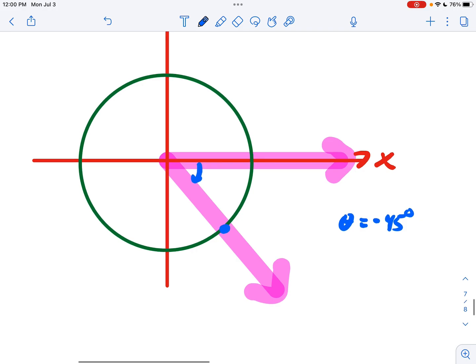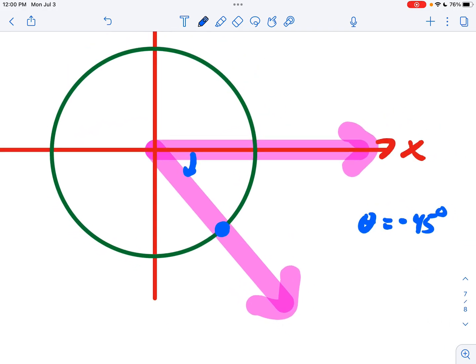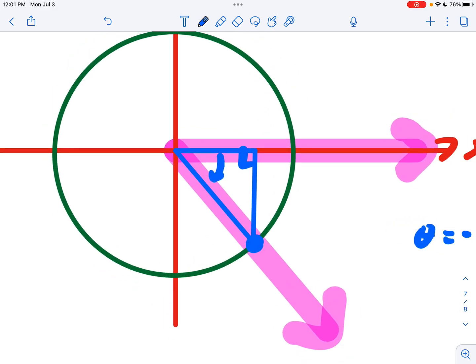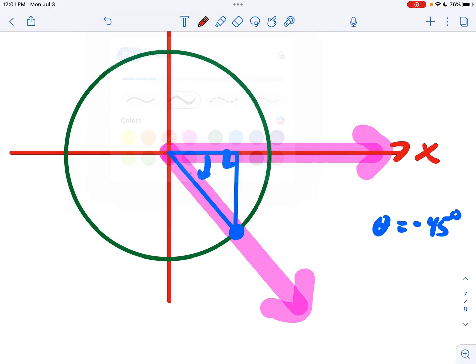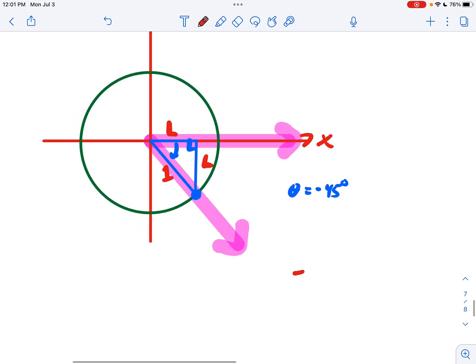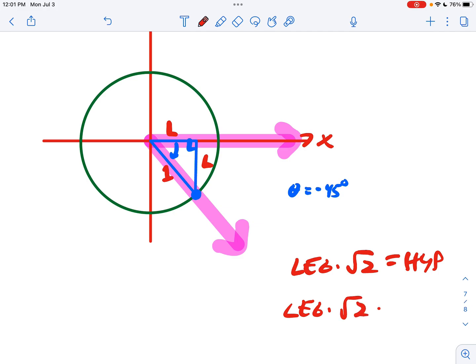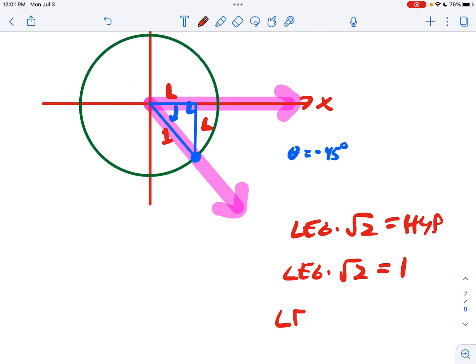Let's draw a triangle. We're trying to figure out where's that point. Straight up like so. My triangle. With the unit circle, we always keep getting that the hypotenuse is 1. Here's a leg, here's a leg. We have that relationship that the leg times the square root of 2 equals the hypotenuse. So in this case, the leg times the square root of 2 equals 1.